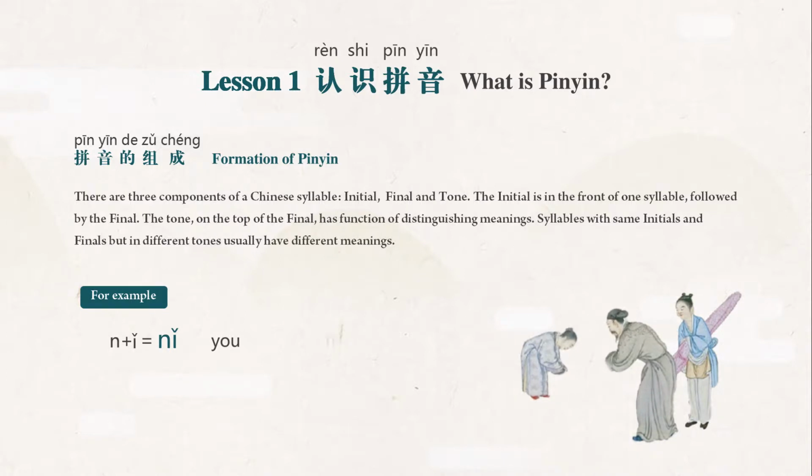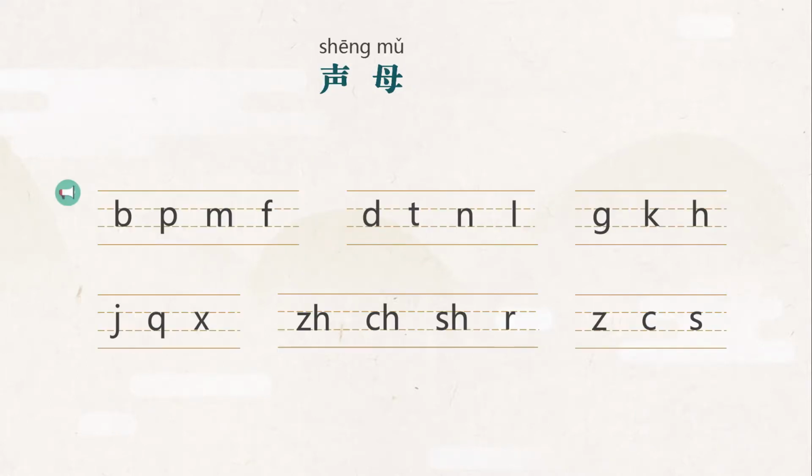Initial h plus final ao and with the third tone, we get 好, which means good. 你好 means hello. Firstly, let's learn initials. Please read after me and watch the videos of pronunciation. Furthermore, I'll show you some skills of pronouncing these initials.